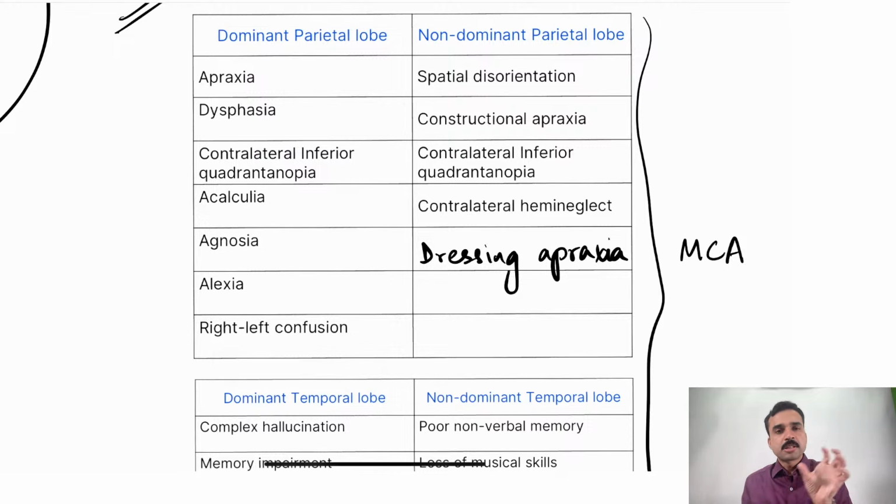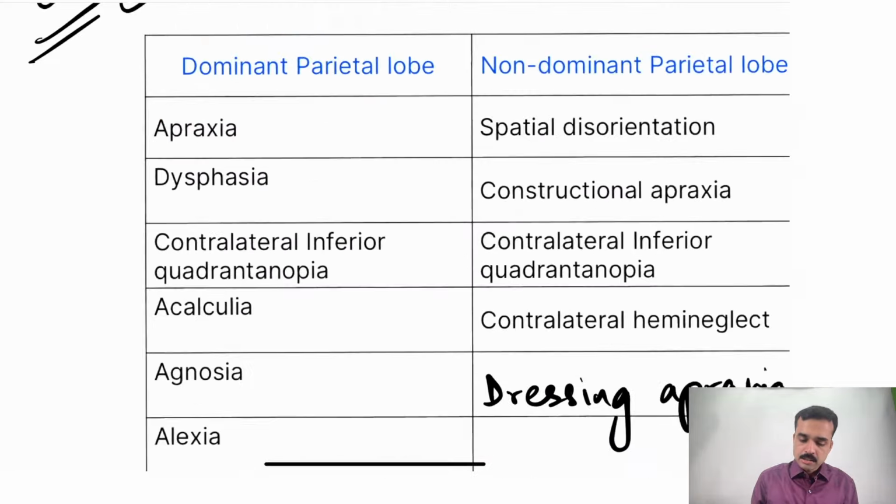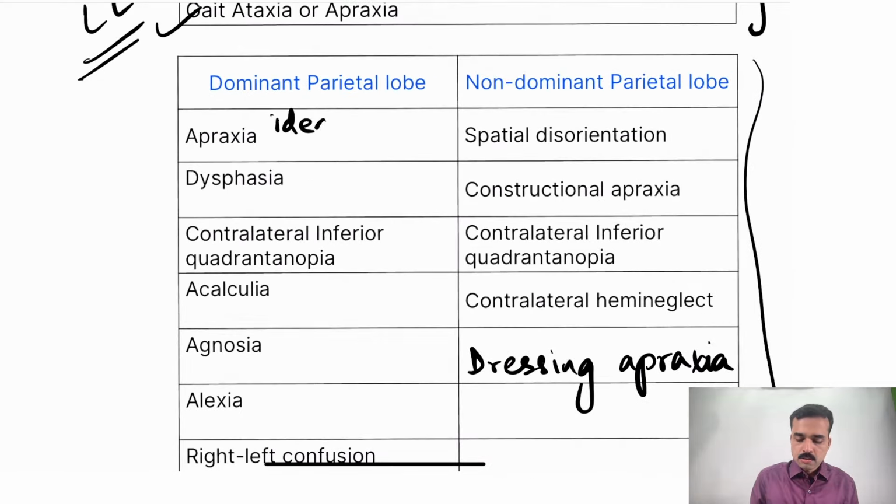Now, frontal lobe, there's not much of a difference between dominant and non-dominant, but temporal and parietal lobe, there are differences, which is why you need to know. This is where apraxia comes in. Apraxia, this is a PYQ. It is a feature of dominant parietal lobe lesion. When I say apraxia, I mean either ideational or ideomotor.